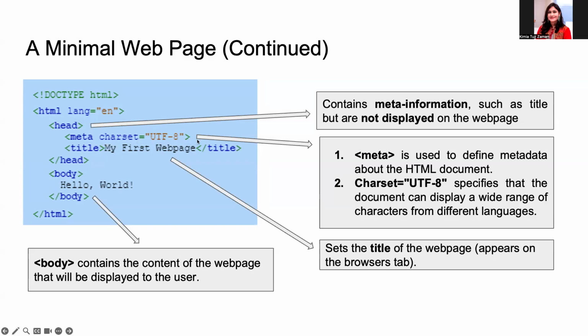So inside head, we see meta charset equal to UTF-8. This might look a bit technical, but all it is doing is telling the browser this page will use the UTF-8 character set. UTF-8 allows the page to show characters from different languages. So whether it's English, Spanish, or even special symbols, the browser knows how to handle them.